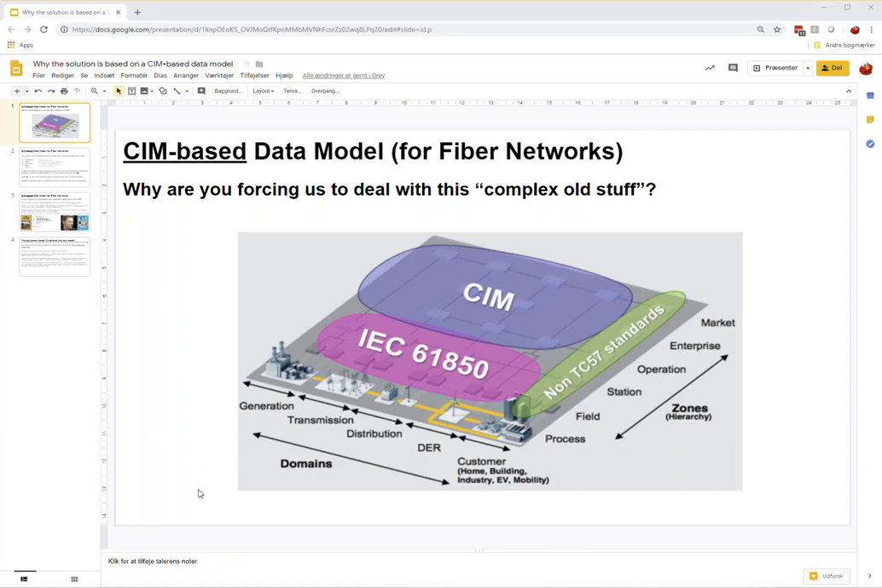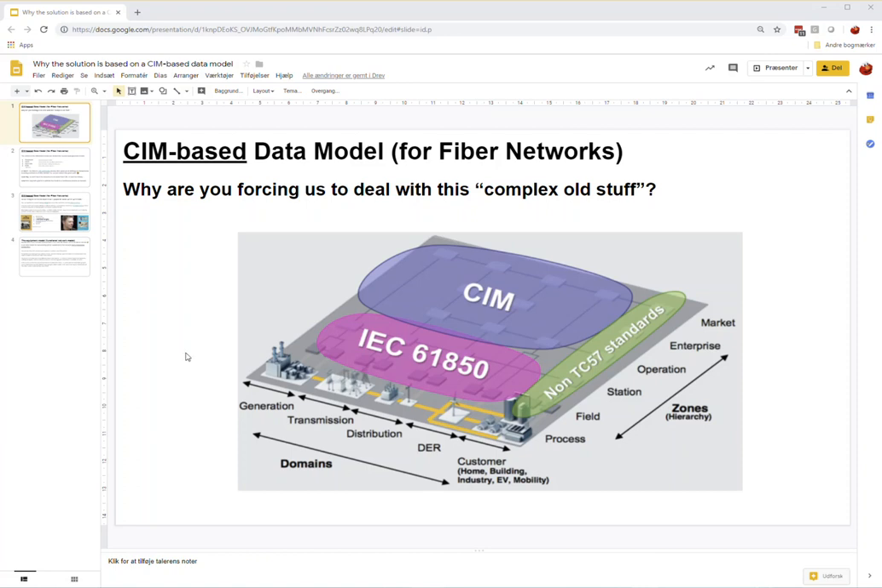Hi, in this video I'm going to explain why you are forced to deal with this CIM stuff. I know from experience that when you start working with data models that are modeled around the CIM standard, many team members might feel a little like, why do we have to work with this complex old stuff?